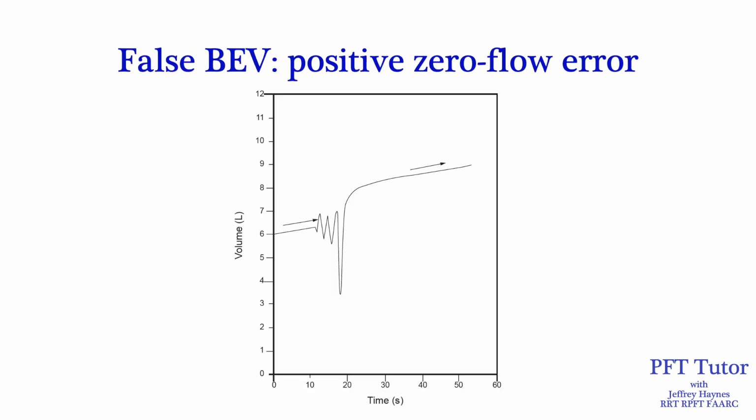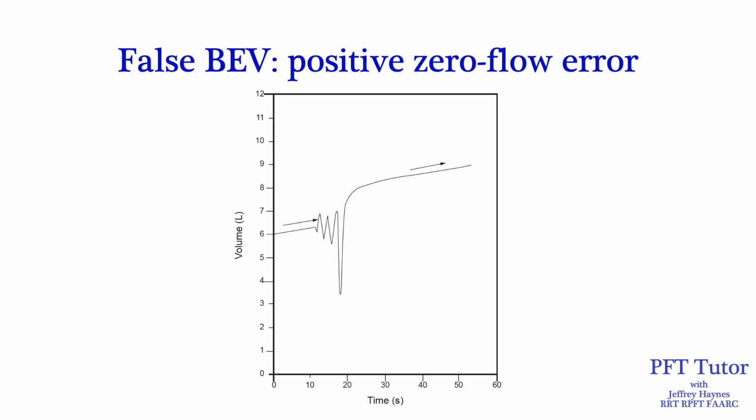There's also a situation that can create false back extrapolated volume, and this situation is called a positive zero flow error. A zero flow error is present when the spirometer is measuring flow and volume changes when the patient isn't even connected to the mouthpiece. A zero flow error can be negative or positive. A negative zero flow error means that inspiratory flow is falsely recorded, while a positive zero flow error occurs when expiratory flow is falsely recorded.